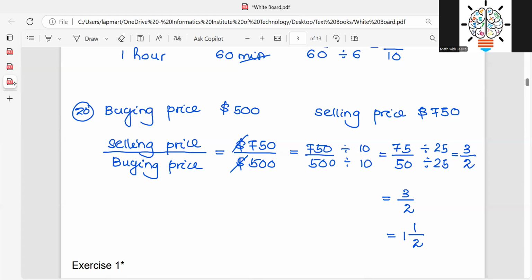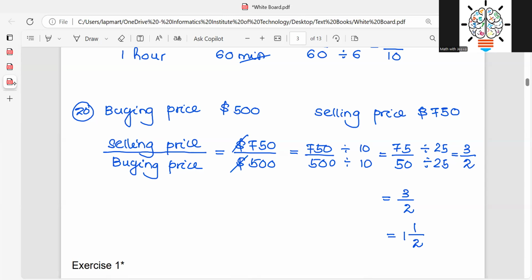So then the dollar value will be cancelled. Then we have 750 and 500. I can divide both by 10. It gives me 75 and 50. Then I can divide both the numbers by 25. Then it gives me 3 over 2. 3 over 2 means 1.5, when I convert it into a mixed number.